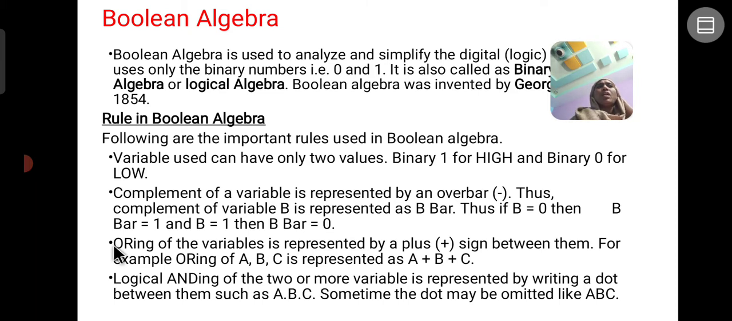What are those 3 gates? NOT gate, AND gate, OR gate. So the second point is nothing but the NOT gate, complementing. And the third rule is nothing but using OR, ORing. What is OR? Using the OR gate.